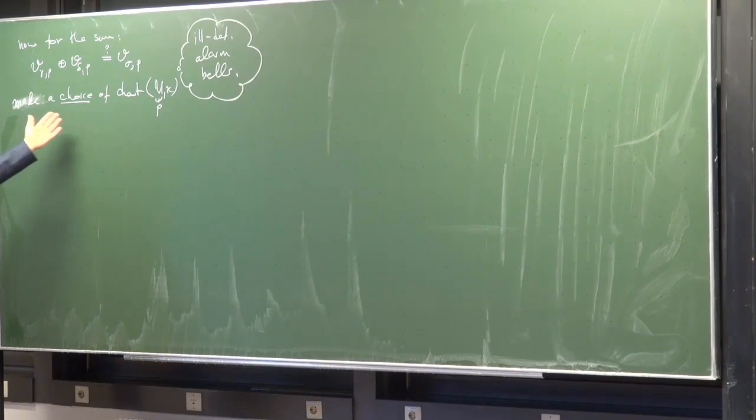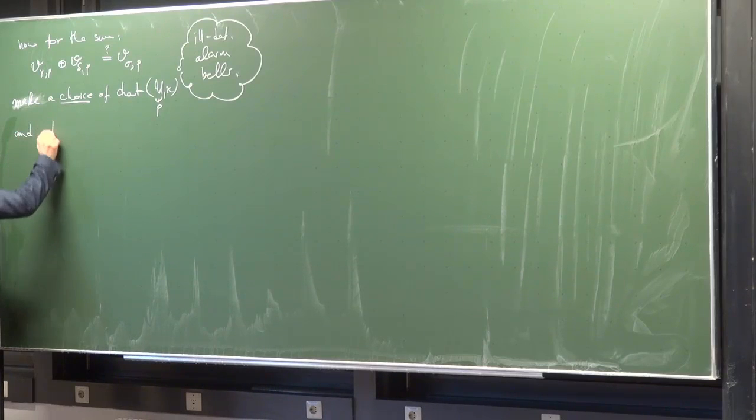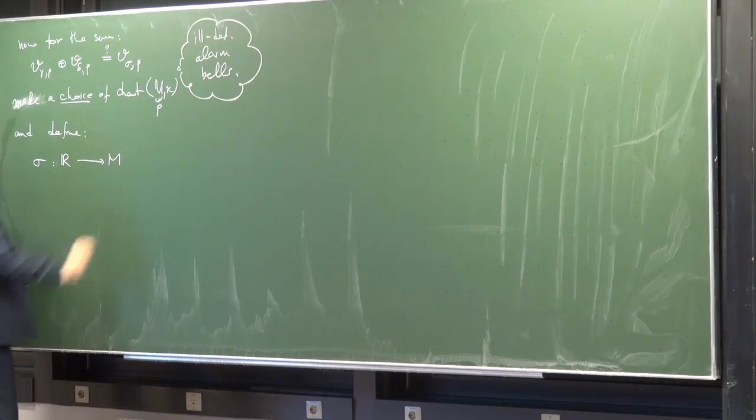So again, I'm not against choosing charts. I'm just against choosing charts and not knowing what assumption you're making here. But it turns out it's no assumption at all. Make a choice of chart and define the curve sigma, from R to M, as follows.